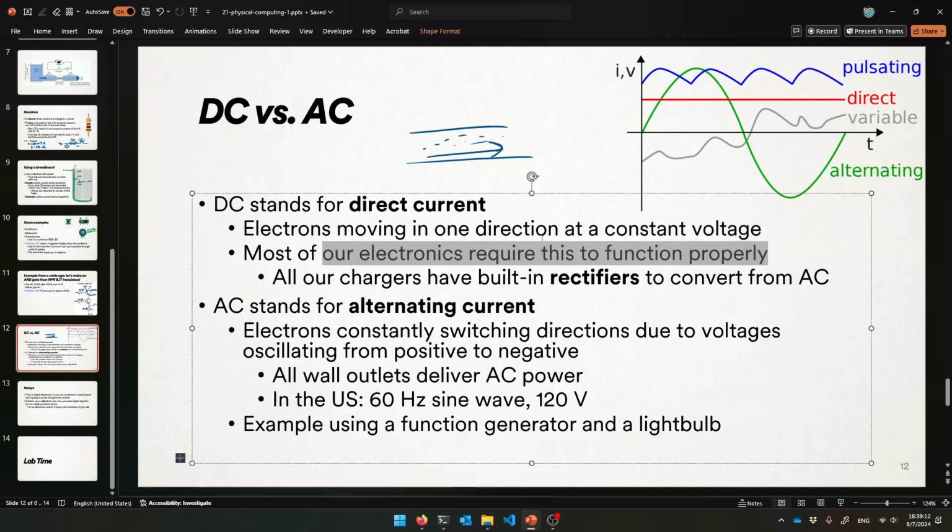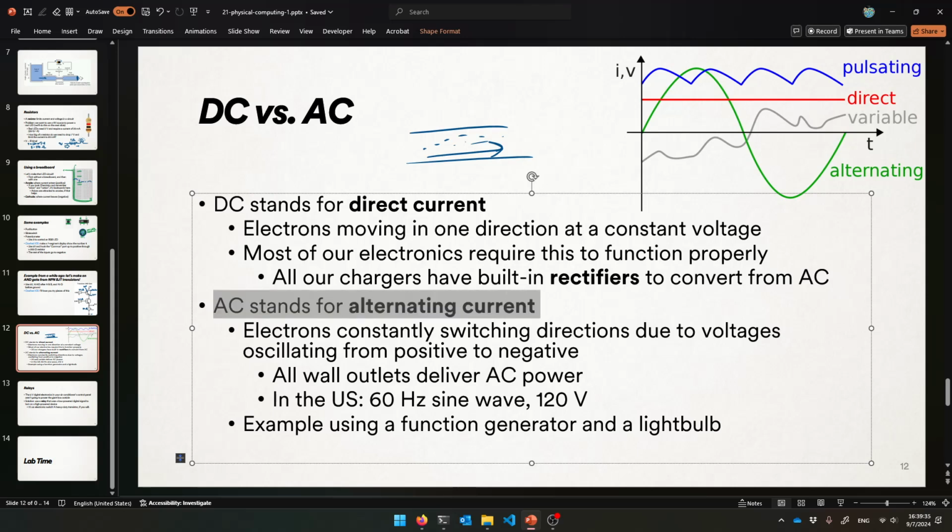So most of our electronics need this. Everything that you have these days, like your laptop, for example, there's always a little block somewhere before the power comes into your actual laptop. All of your chargers have little rectifiers that convert AC, which is the other kind of power, into DC. Because AC is what's coming through your wall socket. That's what's easier to transmit along long distances through wires, but not what our electronics want.